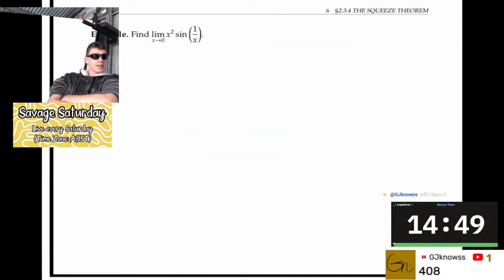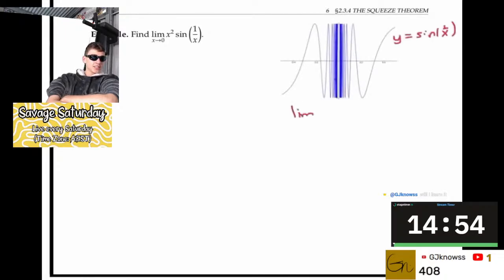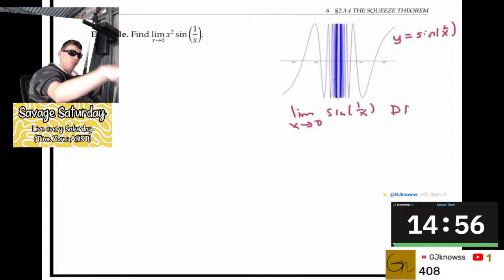You might remember that sine of 1 over x by itself has this crazy oscillating behavior. In fact, the limit as x goes to 0 of sine of 1 over x does not exist, because the function never settles.